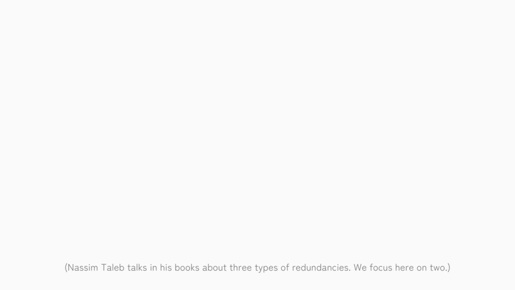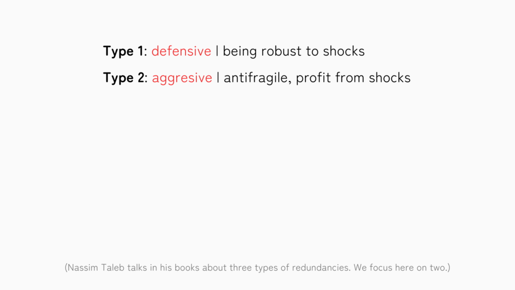Here we can point out 2 types of redundancies. Type 1 is a defensive type of redundancy in order to be robust to shocks. Type 2 is a more aggressive type of redundancy in order to be antifragile, to profit from shocks.